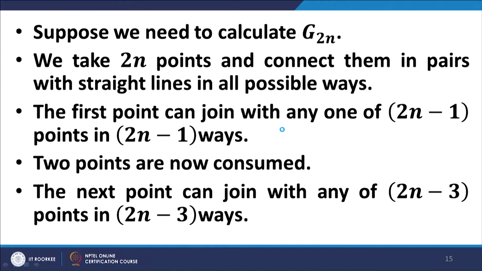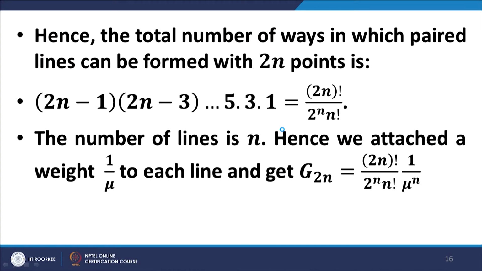We select the 2n minus 2th point, and it can be connected again to any one of the 2n minus 3 points that are remaining free, that are not connected. So, in other words, we now have 2n minus 1 into 2n minus 3 possible combinations. Similarly, we can continue, and the total number of ways in which we can connect pairs of points to form lines is 2n minus 1 into 2n minus 3 into 5, 3, 1.